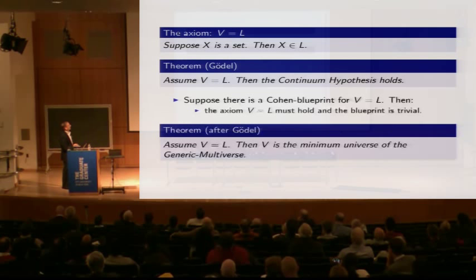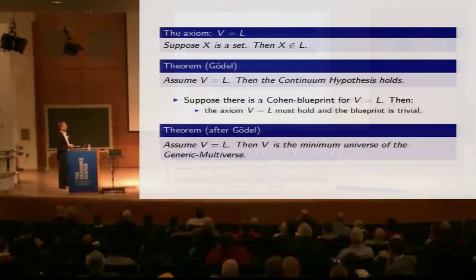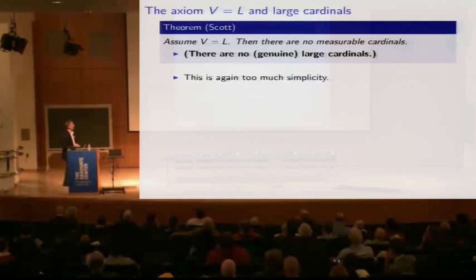All right, what about the generic multiverse? Well, if you have a Cohen blueprint for V is equal to L, then the axiom V is equal to L must hold, and the blueprint is trivial. Restated in terms of the generic multiverse, if you assume V is equal to L, then V is the minimum universe of the generic multiverse. Okay, so this is looking better and better. Obviously, something's going to change, or I wouldn't be talking about it.